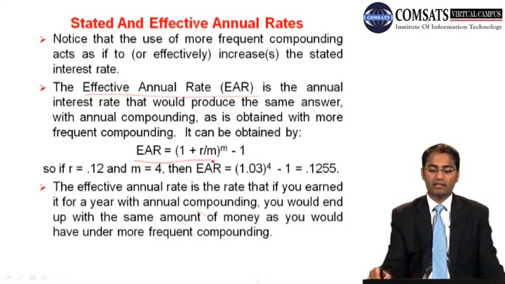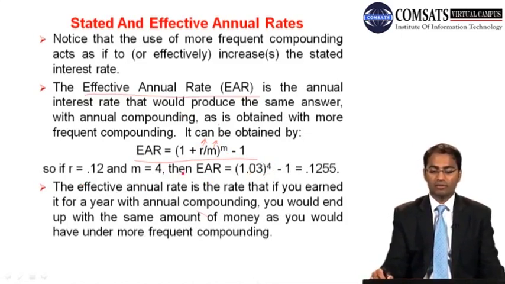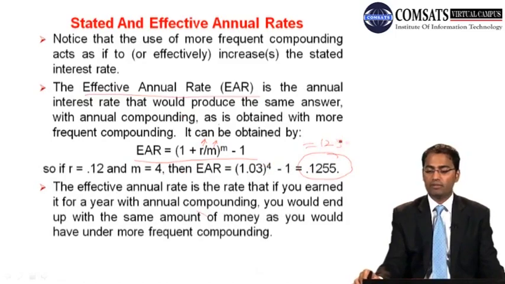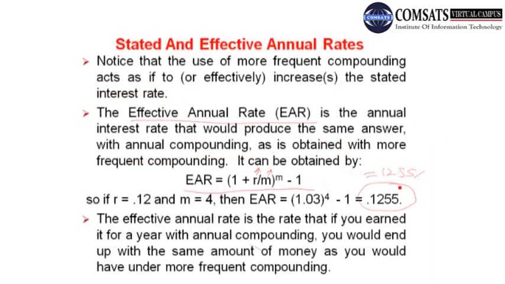Effective annual rate is (1 plus R per M) to the power M, minus 1, where R is the rate and M is the number of compounding intervals. So if R is 0.12, 12%, and M is 4, then 1 plus R per M is 1.03, and if you put these values in this formula, then we have 0.1255, or 12.55% interest. So when you use that interest rate with annual compounding, the answer will be the same as going for 4 quarterly compounding.